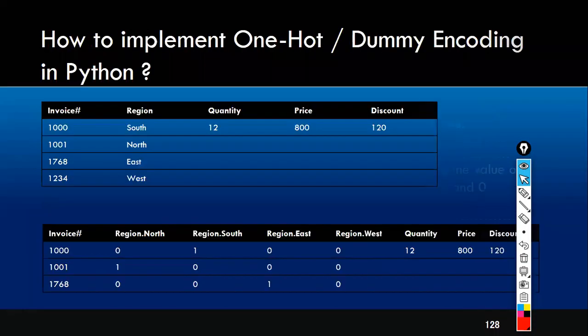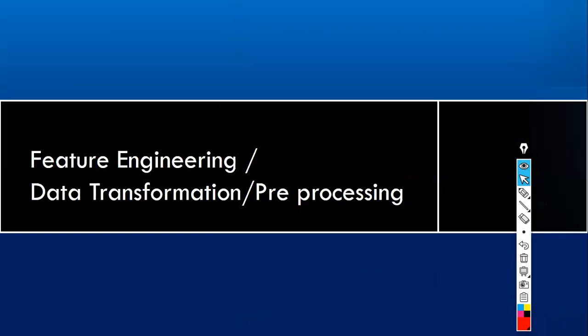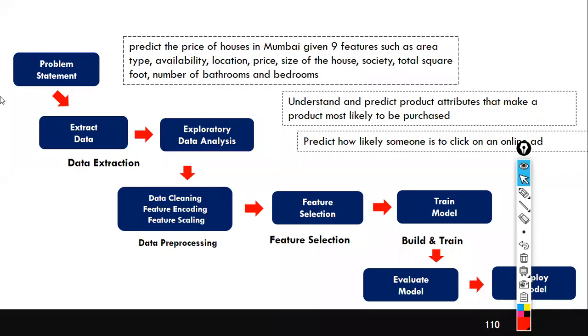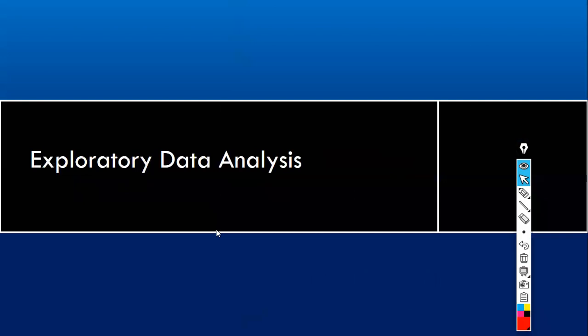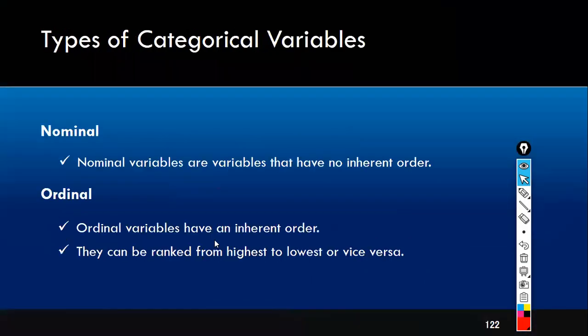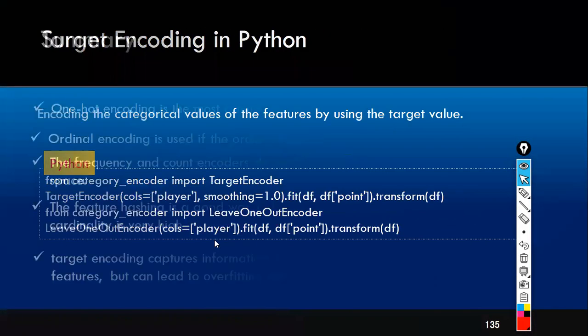Next topic is feature scaling. So what is feature scaling? Feature scaling also we do as part of the feature engineering phase in the life cycle. As part of the data pre-processing, we have seen how to perform feature encoding. Next one is feature scaling, which we do as part of feature engineering or data pre-processing.